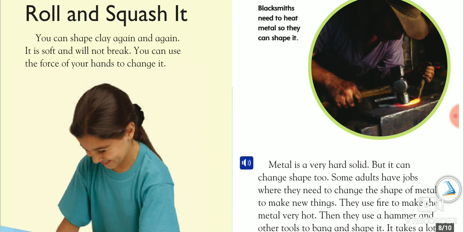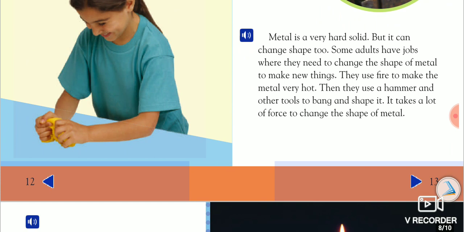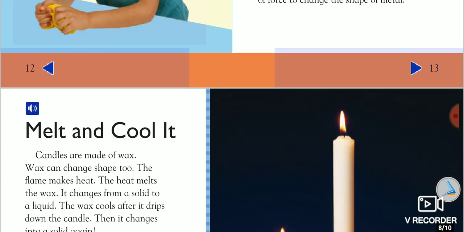Blacksmiths need to heat metal so they can shape it. Metal is a very hard solid, but it can change shape too. Some people have jobs where they need to change the shape of metal to make new things. They use fire to make the metal very hot. Then they use a hammer and other tools to bang and shape it. It takes a lot of force to change the shape of metal.